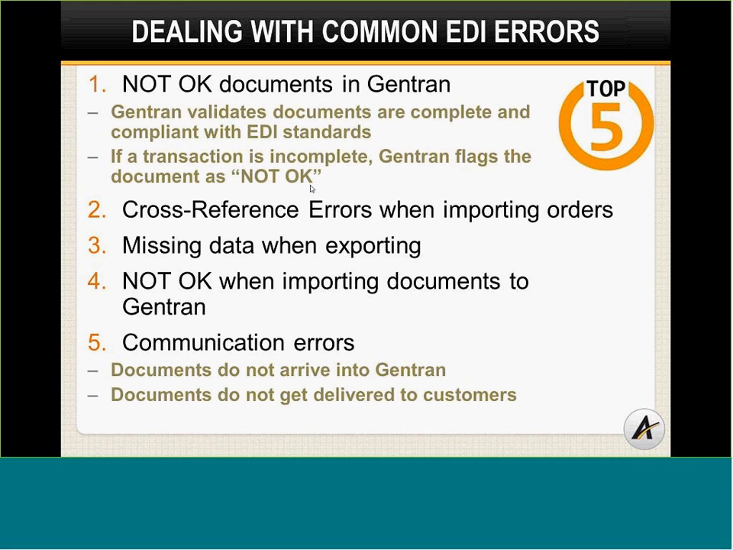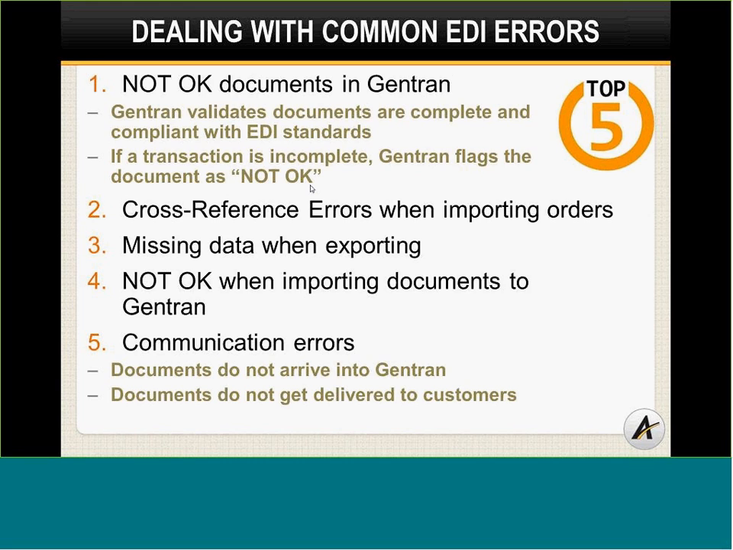So the first thing that we encounter quite commonly is a not okay document inside Gentran. And I'll walk you guys through a couple of scenarios for each one of these issues. So a not okay document validates that when an EDI message is being processed in, it is, first of all, complete and has all the information that's required within that particular document's specification. So if any rules are violated in terms of that standard, it's going to flag that this document is not okay. And that allows you to stop and review that document before you release it to a trading partner.